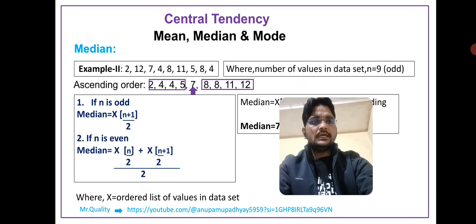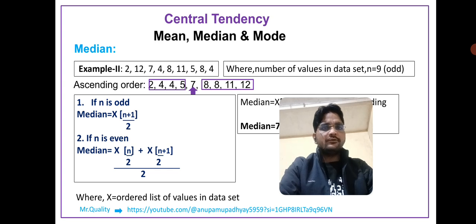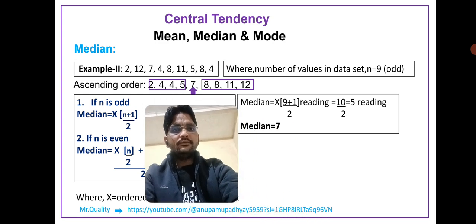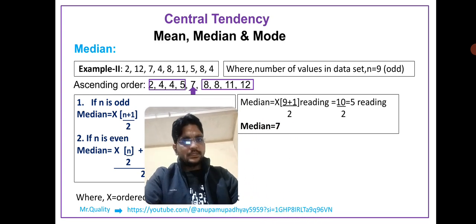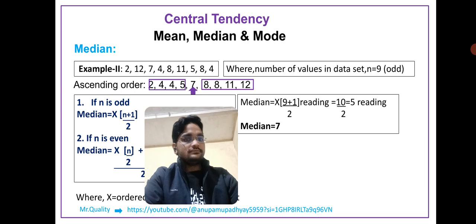This is another example, example 2, for median. In this case, the data values are 2, 12, 7, 4, 8, 11, 5, 8 and 4, so n is odd. In this example, n is odd, so the formula will be the (n+1)/2th reading. We arrange the data in ascending order: 2, 4, 4, 5, 7, 8, 8, 11 and 12.